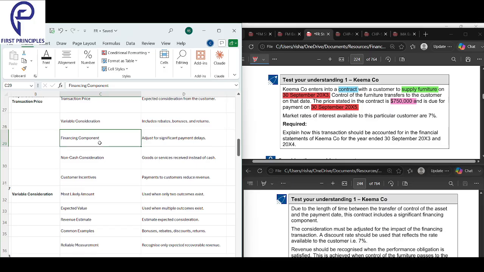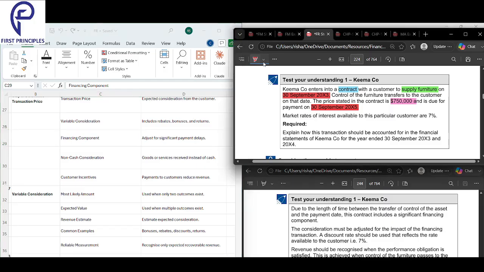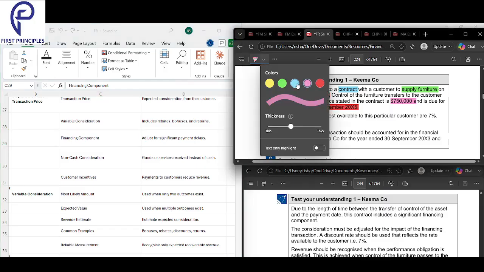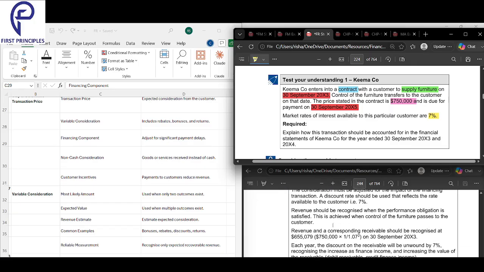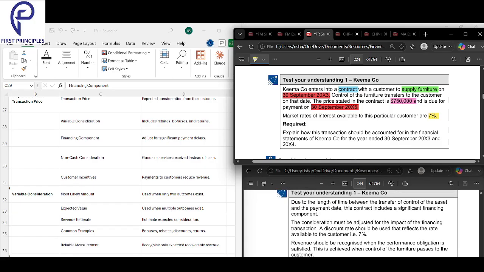Now they're saying the market interest rate is 7%. So you have to use the discount rate of 7%. This is why they have given this. The 7% is the current rate of interest available, the market rate for the customer would be 7%. So now we will use that 7%. So how do we go about this?